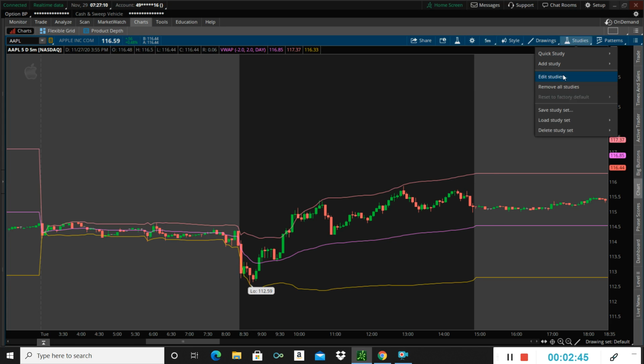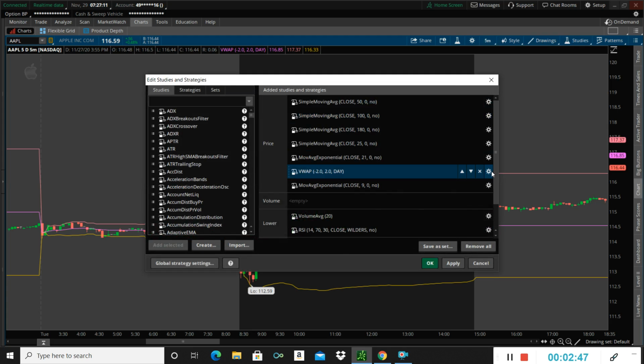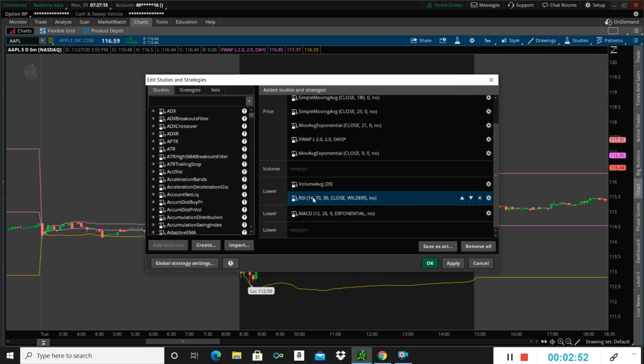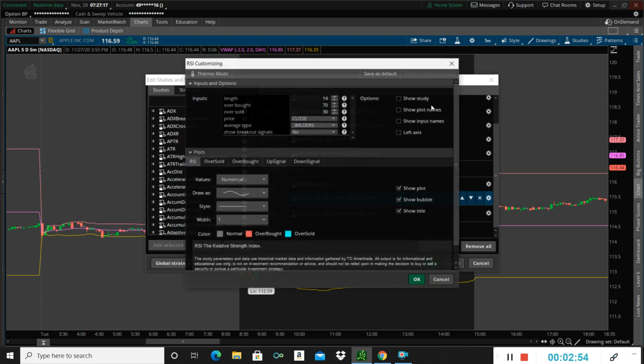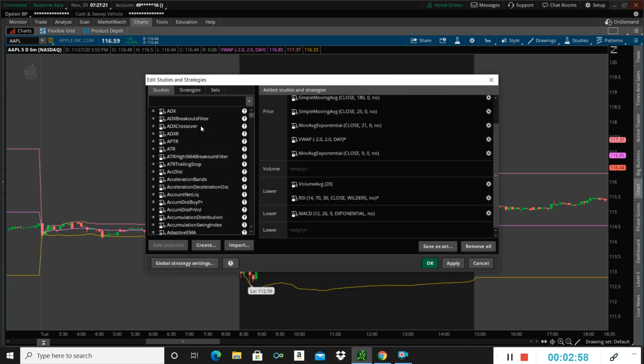The next one that I want to talk about, let me take this off real quick, is the RSI, which stands for Relative Strength Index. And by the way, you can add all of these indicators right here. You just type them in, find them, add them, and save them.